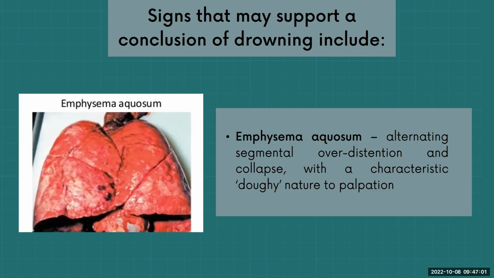Emphysema aquosum: alternating segmental overdistension and collapse, with the characteristic doughy nature to palpation. So, dito naman po ay yung air sacs of the lungs are collapsed and enlarged. So, overdistension and collapse. Next.